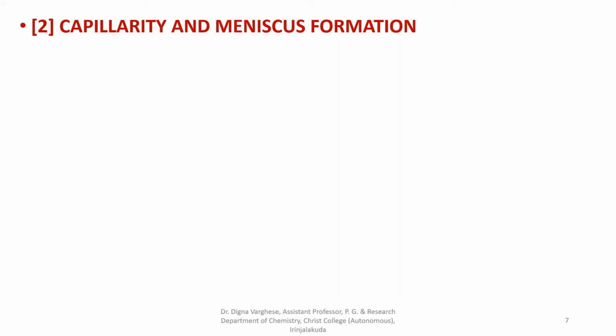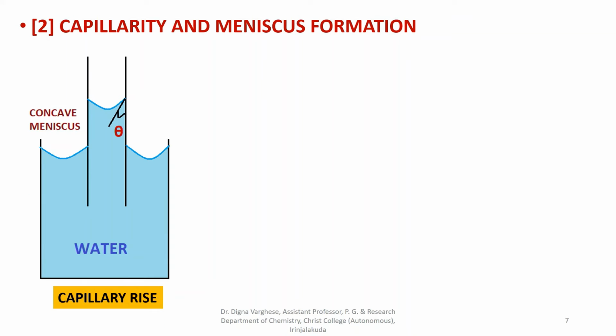Here we explain the capillary rise. Water is taken in a beaker and a capillary tube is dipped into this. The water creeps up the wall of the glass capillary. So a capillary rise occurs due to surface tension.